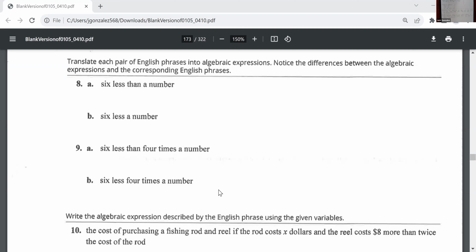A little tricky, but it's good to understand how it works. Do 8 and 9 for you. What is the name? You see, "less than." You write it like this. Say, 6 less than a number. Be careful with the less than.